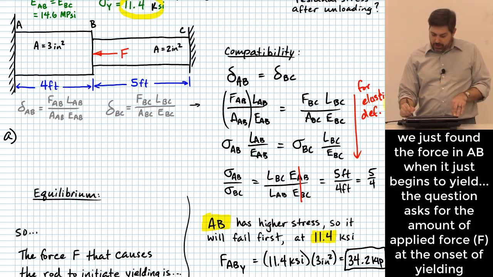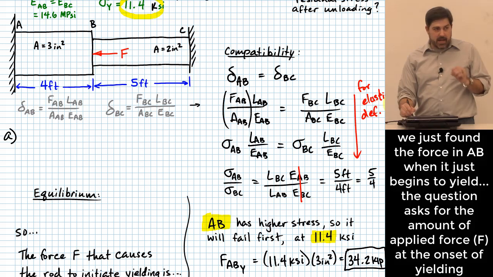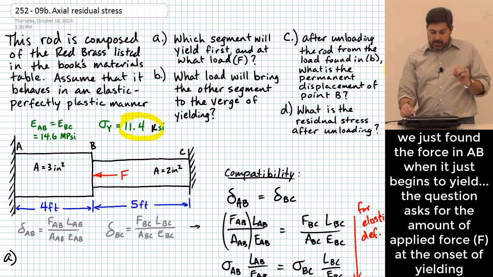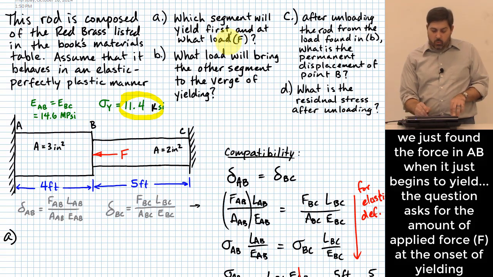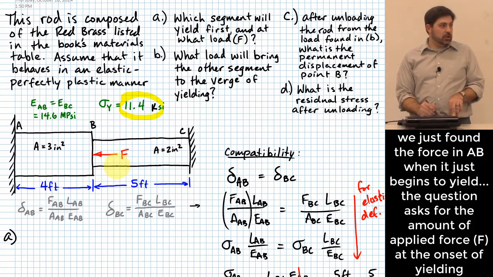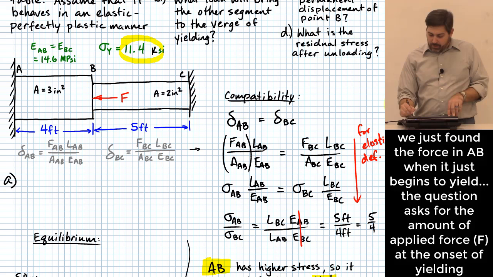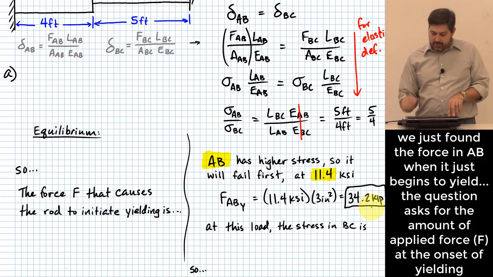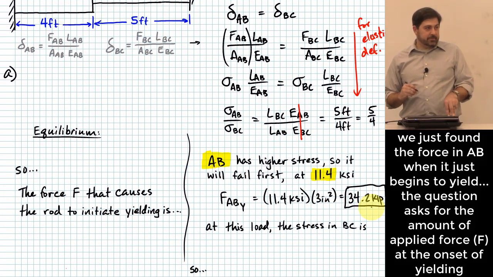It says, which one is going to, well, it's not quite actually the answer. I should be careful. This is how much force segment AB is carrying. What is it actually asking me for up here? What load F, right? What load is applied to the body, not what load this one segment is carrying. What load is applied to the body that causes our first yielding, right? So this number right here is not that value yet, okay? But I can get there from here, right?